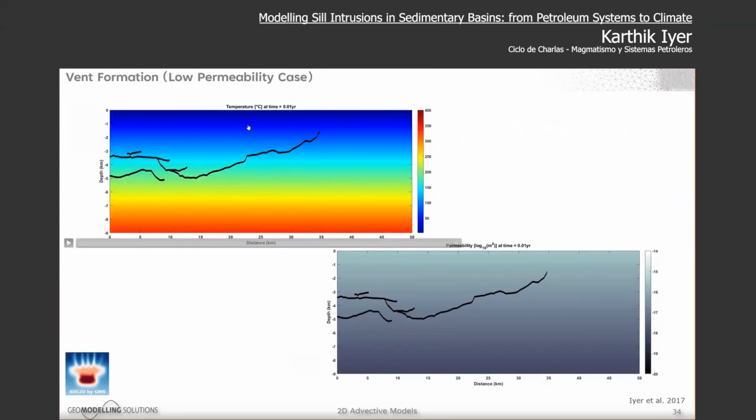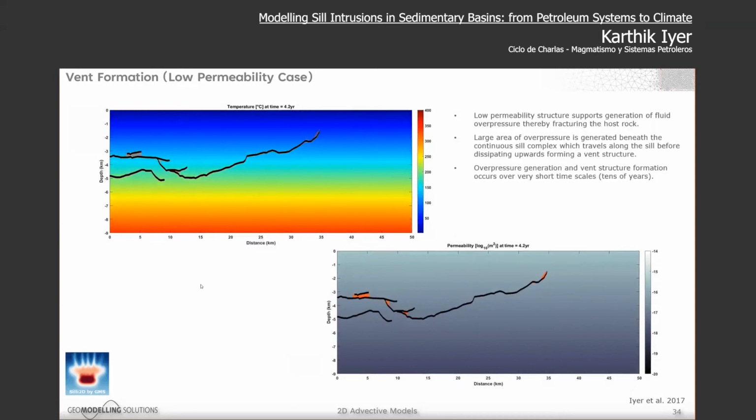Going back to the low permeability case, where we had obtained a conductive solution, let's see what happens there. Same system, and now you see these fracture propagation due to overpressure generation, and they are usually released at the sill tips simply because the sills are impermeable in this implementation, and it has nowhere to go but the edges of the sills where it escapes towards the surface.